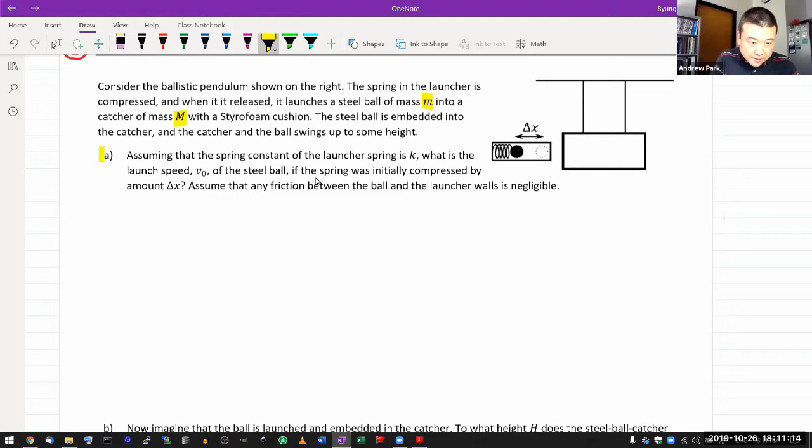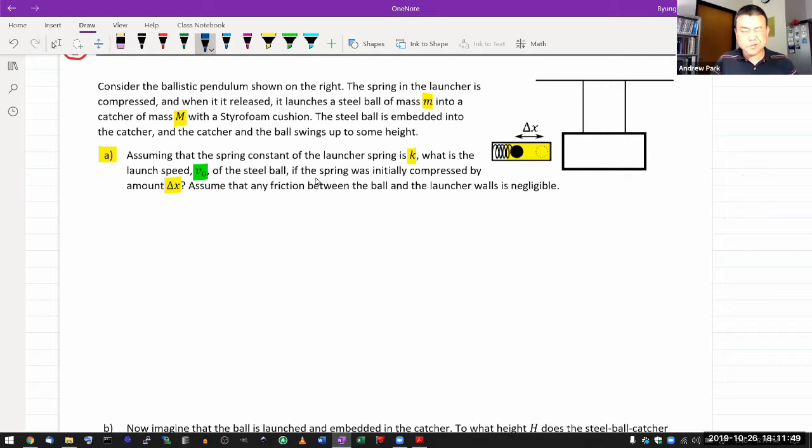I guess this part A is something that you haven't seen. For our lab, we skipped this part of the description, but you know about conservation of energy, and you know about spring potential energy, so you should be able to do this. It's telling you the spring constant, and it's asking you for the launch speed v naught, assuming that the spring was initially compressed by some amount.